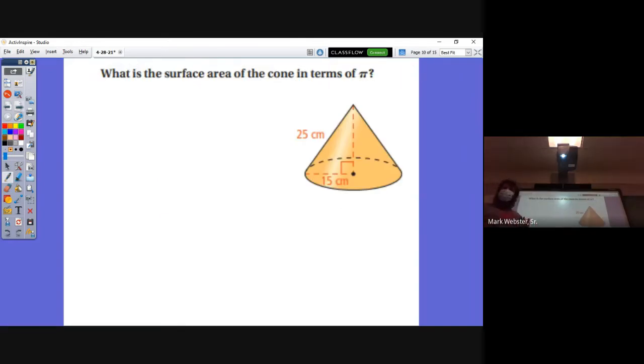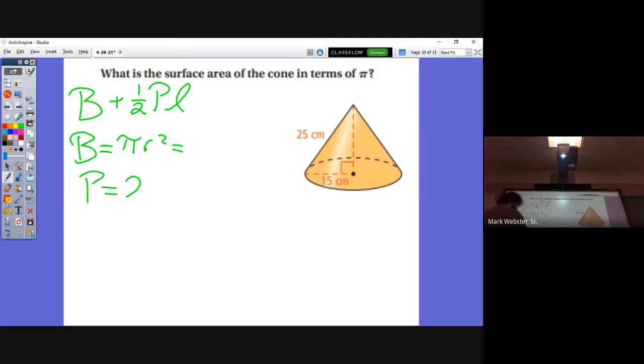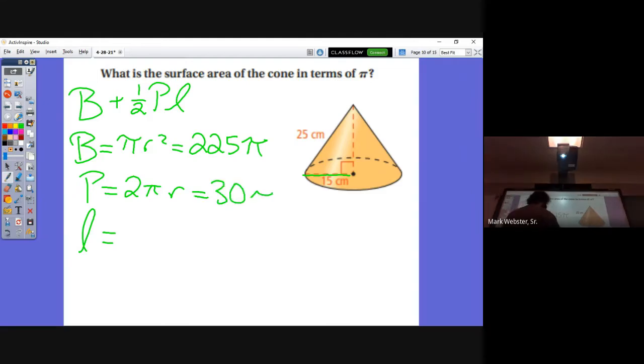So anyway, surface area of a cone. I'm just going to do it the same way I have been doing it. In this case specifically, the area that we're looking at is a circle, so pi r squared, right? The perimeter that we're looking at is 2 pi r. The slant height is what's given. So look, here's the radius. 15 squared is 225. Don't forget to put your pi on it. 2 pi r. Well, 15 times 2 is 30. Don't forget your pi. And then the slant height, they give it to us. It's right here. It's 25.